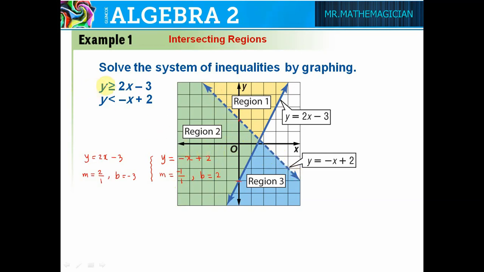Now, the shading of this line, y greater than or equal to 2x minus 3, should be above the line. So, all the part above the line is the shaded of the solid line. For this line, y smaller than negative x plus 2 will be below the line. So, this green part will be the intersection between the two regions and it will be the solution of the system of inequality.